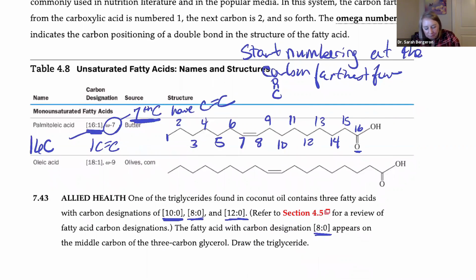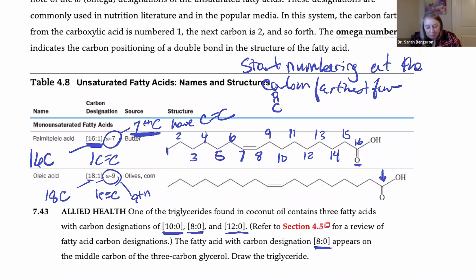Look at your next example, oleic acid. This one has 18 carbons. It has 1 carbon-carbon double bond, but this time it is at the 9th carbon. So here's my carbonyl carbon. I'm going to start farthest away. 1, 2, 3, 4, 5, 6, 7, 8, 9. So 9 is our omega-9. 10, 11, 12, 13, 14, 15, 16, 17. And our carbonyl carbon is 18.